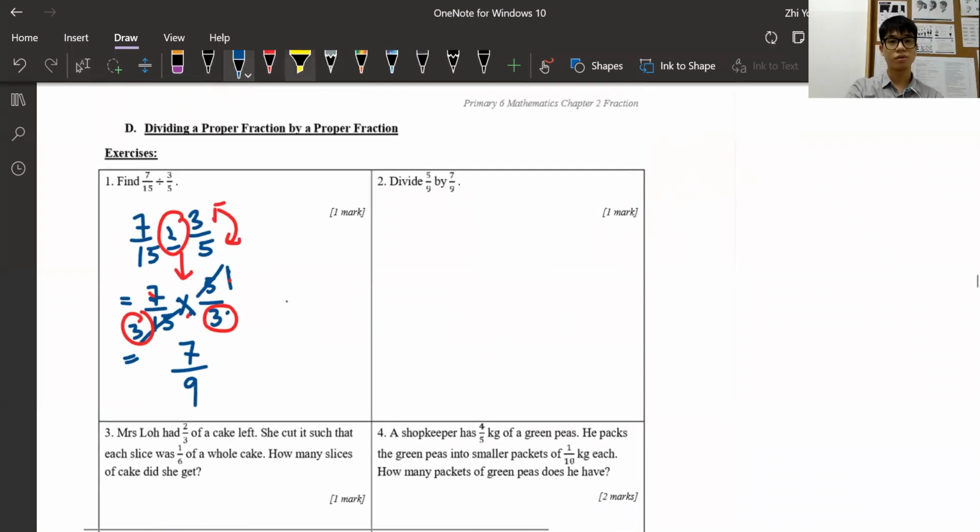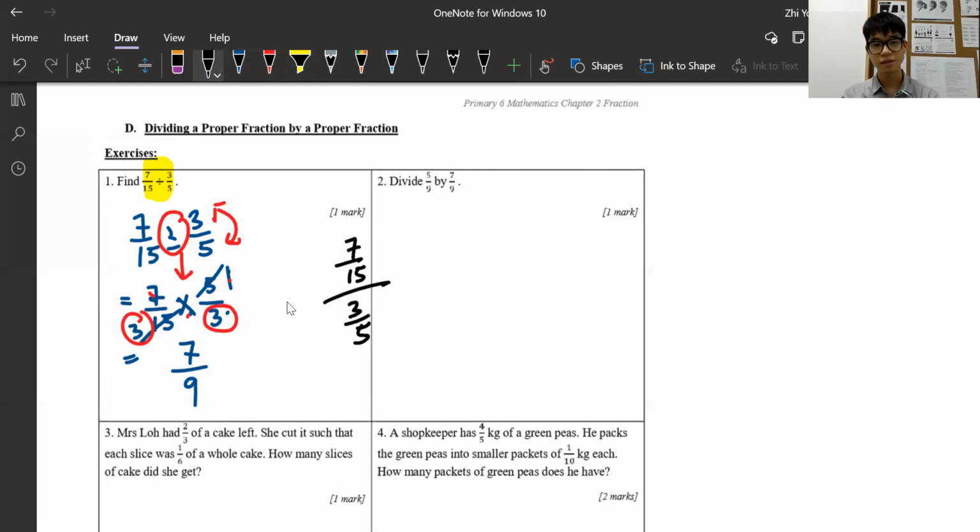Let me go back for a while. Example, this question, 7 over 15 divided by 3 over 5. In the exam, I might give it to you in such a way that it looks a bit harder. I might give you in this way, and it looks so hard. But actually, it is exactly the same idea. What we're doing here is exactly the same thing as what we did here. So sometimes don't be amazed by how hard it looks. This is how we solve it. I believe that you have learned something.